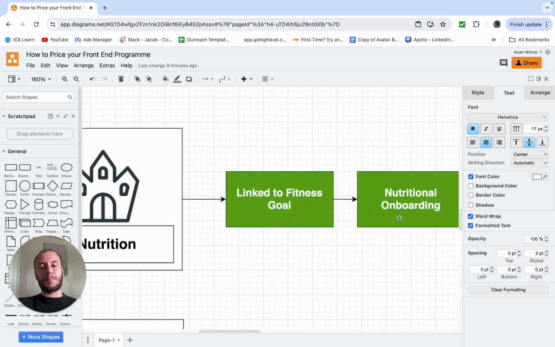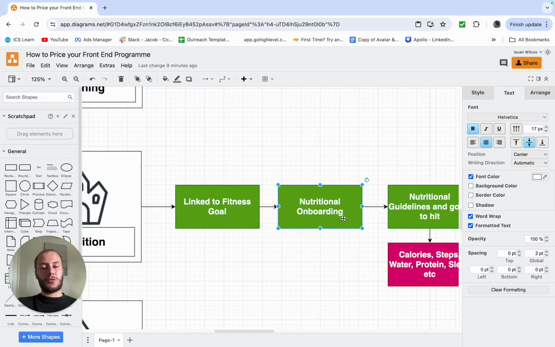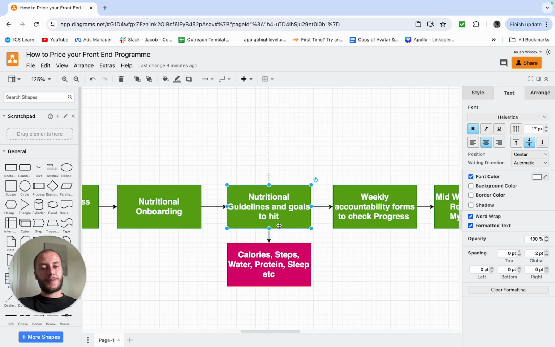So this is why you want to bolt this onto the program. Now, in terms of this, you want to have a nutritional onboarding, which we'll go into in a second. But in general, the nutrition side is going to be 6 weeks long. You want to be giving them guidelines and goals to hit.